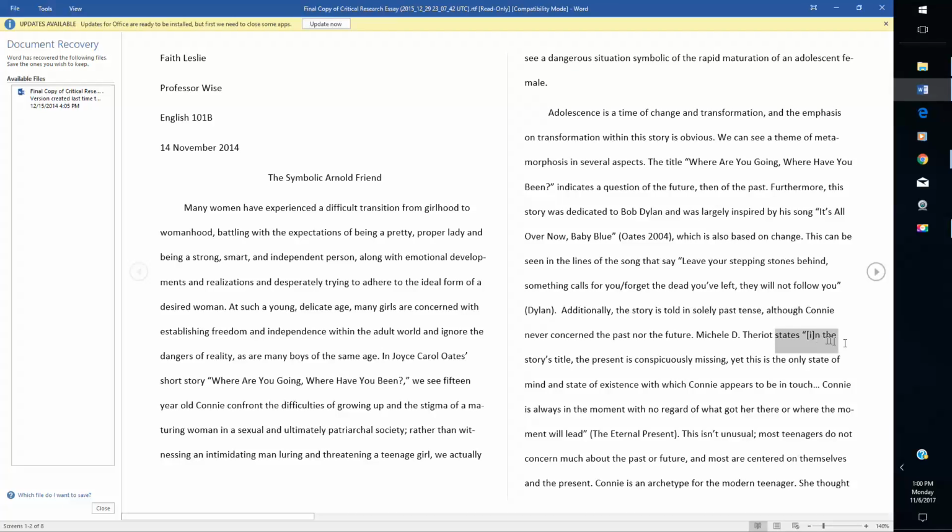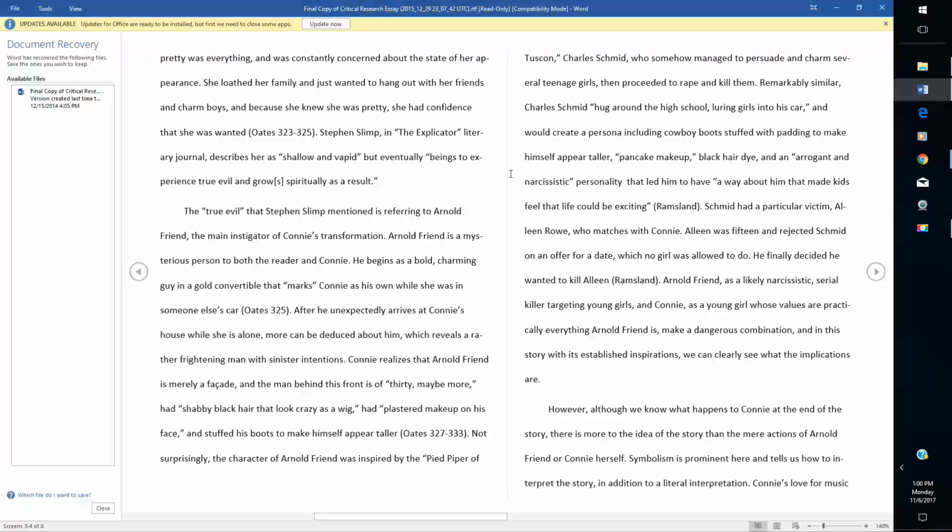Here's a particularly juicy one: in the story's title, the present is conspicuously missing, yet this is the only state of mind in existence with which Connie appears to be in touch. Now, there's living in the now, but not anticipating what consequences. We have another story that deals with this phenomenon too, Greasy Lake, right? So this integration of these various literary critics is remarkably done in this paper. You've read the paper, so you know that.